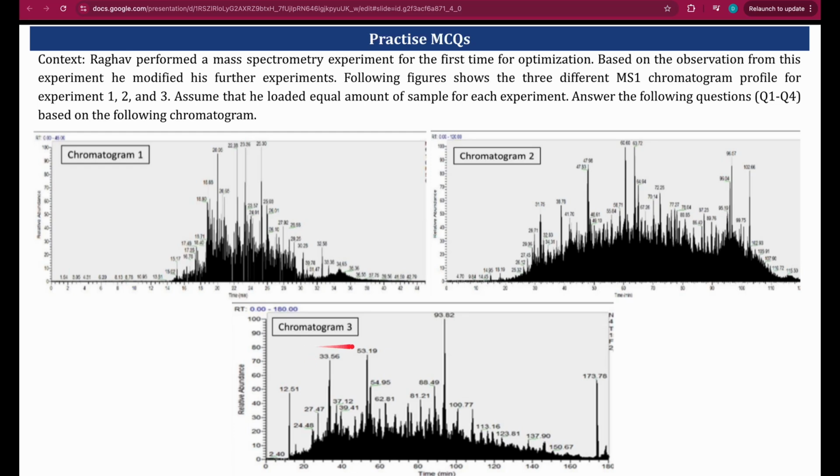Whereas in chromatogram 3, if you see, the time is from 0 to 180 and the peaks were also from approximately 15 to 160 and the larger peak is obtained at 173. So this is taking even longer time and the peaks are also sharp, meaning the abundance is high. These are not short peaks, which means these are also significant peaks. Now let's see the questions.